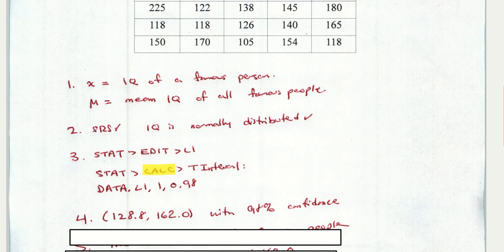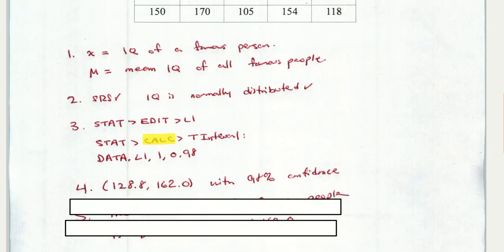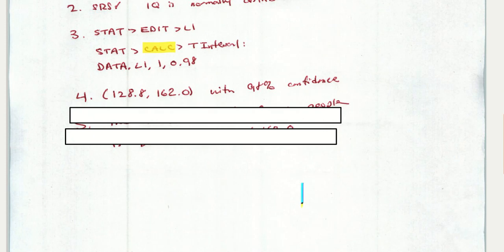So I'm seeing 128.78, which looks like I rounded to 128.8, and 162.02, which it looks like I rounded to 162.0. And then we remind ourselves that that's a 98% confidence level. Now, we know the units here.